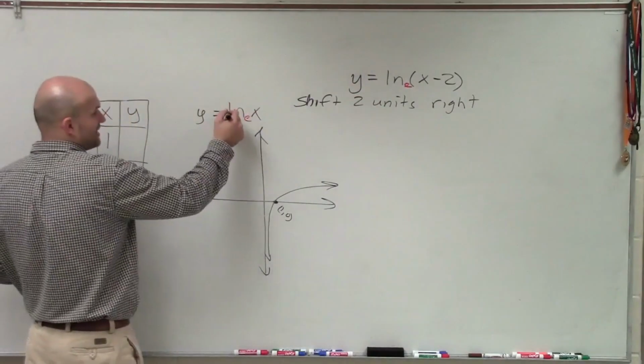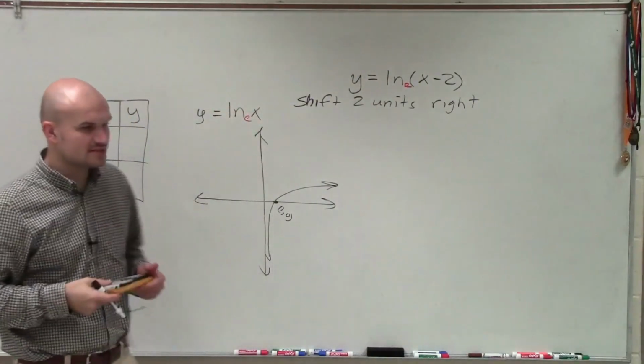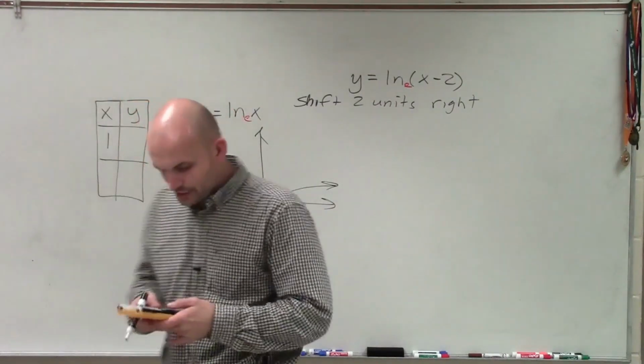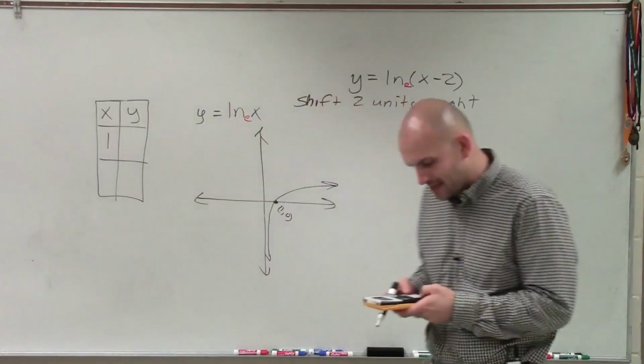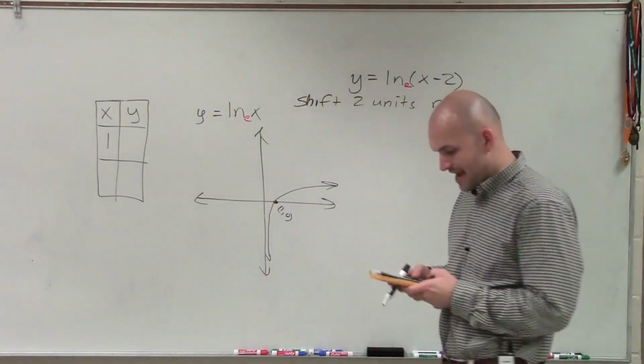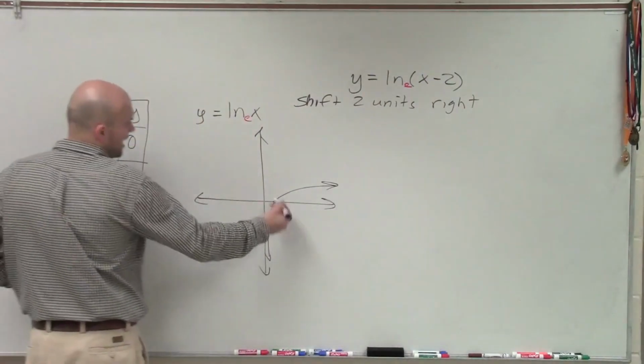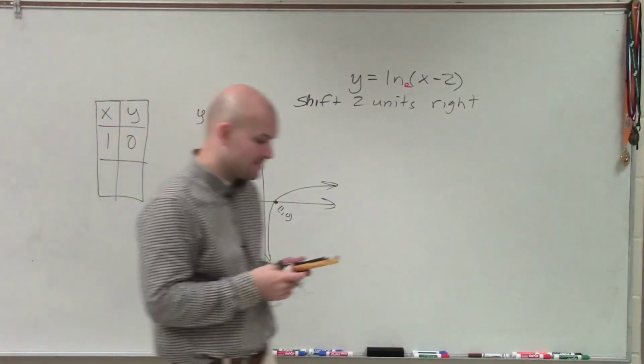So since I don't have any dilations, nothing's being multiplied by my ln of x, what I'm going to do is just take ln of x and create a table with it. So let's do ln when x equals 1. Well, therefore, my y is going to equal 0, hence how I already knew that (1, 0) was my point.